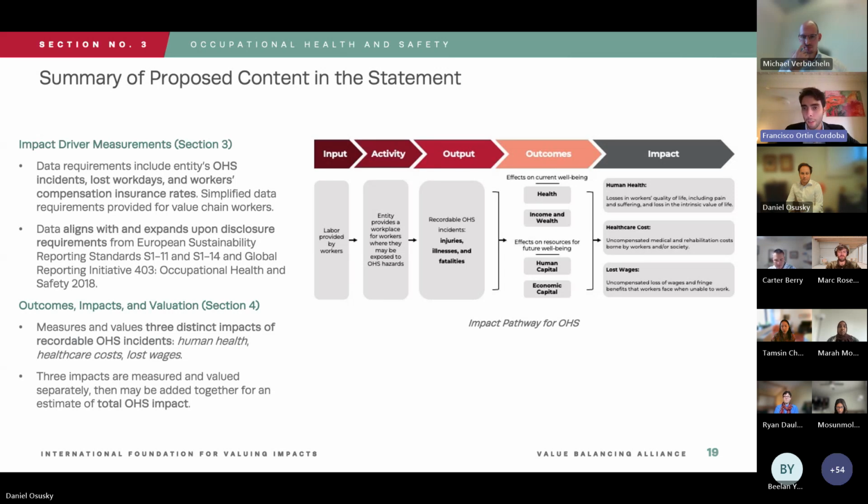The first one is the human health impacts related to the pain and suffering that the workers have due to injuries, illnesses, and fatalities. There's a decrease in the workers' quality of life and the intrinsic value of a life. We also have the healthcare cost. This refers to the uncompensated medical and rehabilitation costs borne by workers and society. And we also have the lost wages. We have the fact that a worker won't be able to work and also have the associated fringe benefits related to work. But having said this, now it's time to hand it to Tamsin to know the key proposals of the exposure draft.